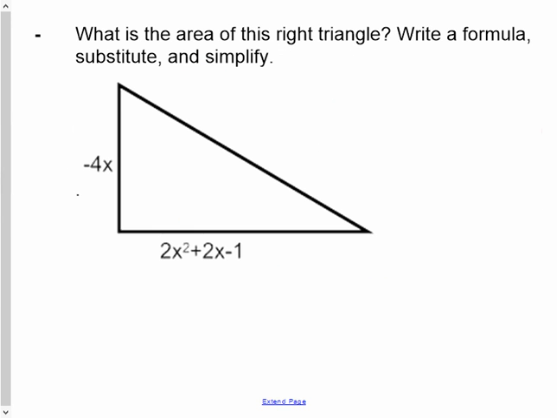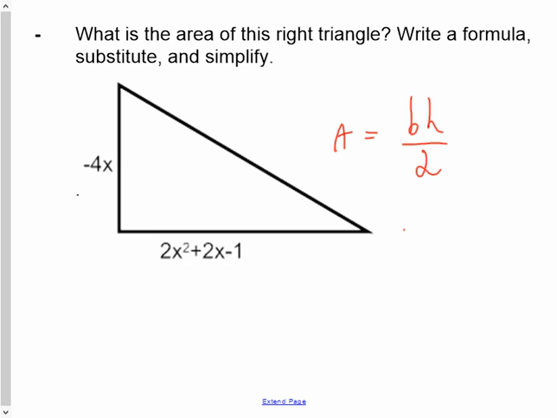The next question, a lot of people didn't do so well on. It says, what is the area of this right triangle? Write a formula, substitute, and simplify. So the first thing you needed to write was the formula. Base times height divided by 2 is the area of the triangle. The base is 2x squared plus 2x minus 1, multiplied by the height.